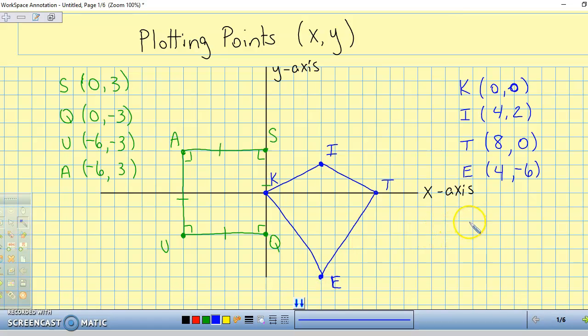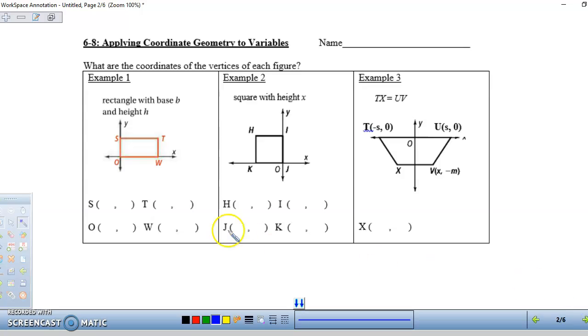Okay, so that's your review over plotting points with just numbers. Remember, the first number is left or right. Positive is right, negative is left. The second number, y, is up or down. And positive is up, negative is down. All right, so let's try some of these with variables.